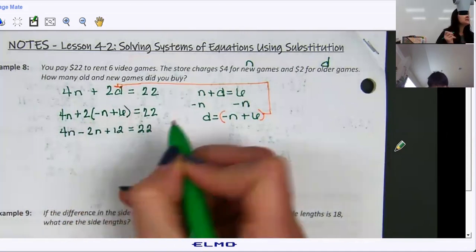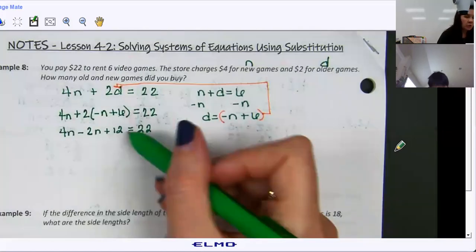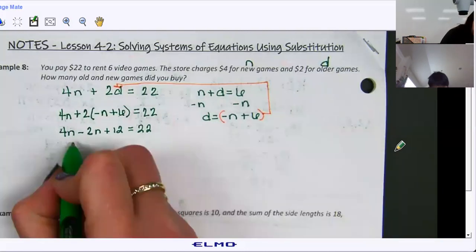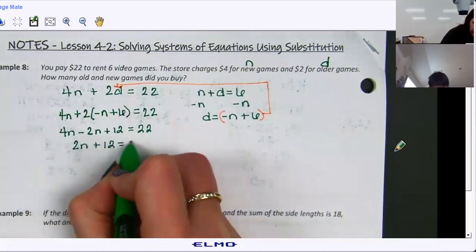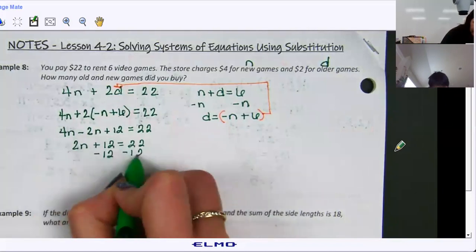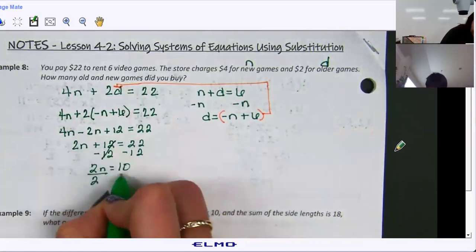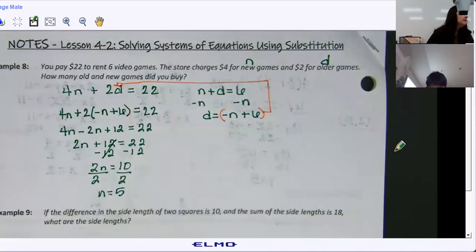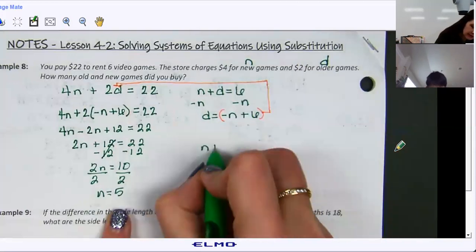And the slightest calculation error will change the whole thing. A lot of you, when you subtracted 12 from both sides, got 12. But 22 minus 12 is 10. Okay. So then, once you get 5, you should easily figure out what D is. What's D? 1? Yep.